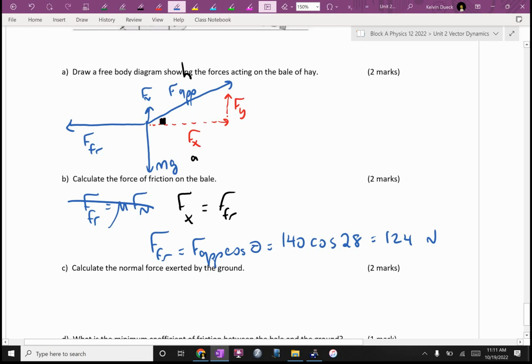So that's an unusual one. You're finding friction by reversing the procedure. Usually I give you mu, find friction, and then use friction to find acceleration. Here I've told you the acceleration, so work your way backwards. How big does friction have to be?